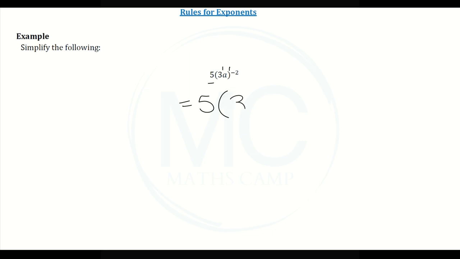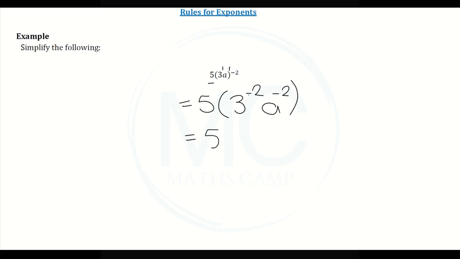We have the base of 3. 1 multiplied by negative 2 is negative 2. Then we have a base of a. 1 multiplied by negative 2 is negative 2 again. And we can close our bracket. Now in our bracket, we have two values with negative exponents. So let's move them both to the denominator of a fraction.